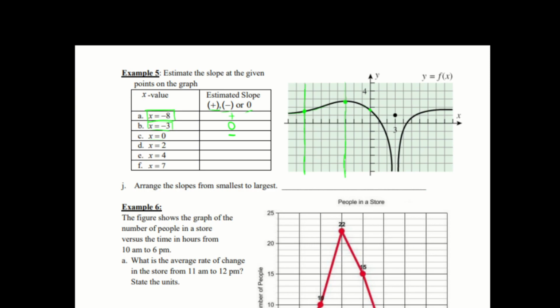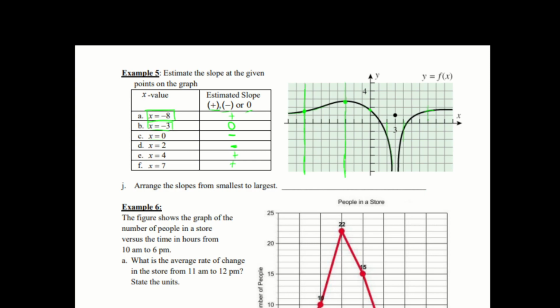And then we can look at x equals 2, and it's also going down. Let's look at x equals 4. You can see it's going up. And we can look at x equals 7, and we can see it's going up very slightly. Perfect. Then we have to arrange those slopes from smallest to largest.